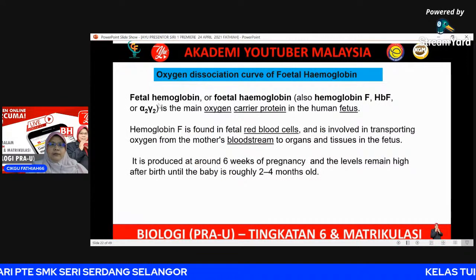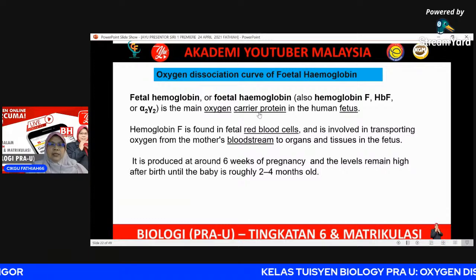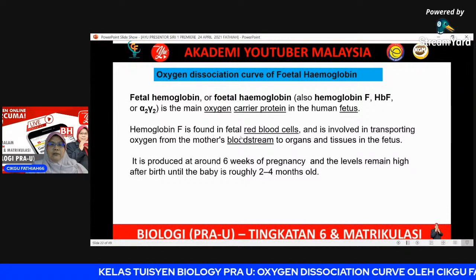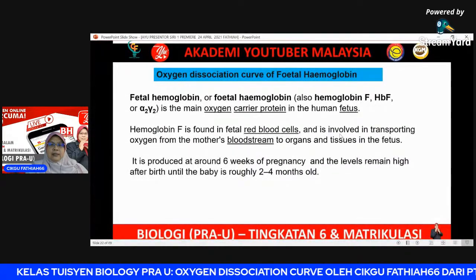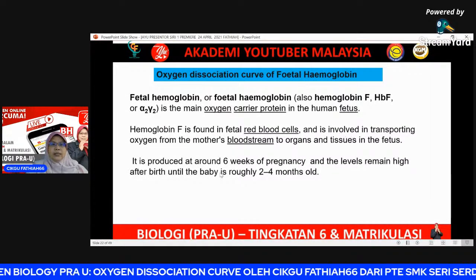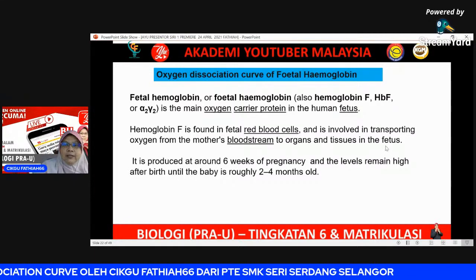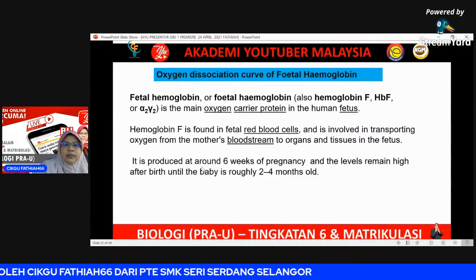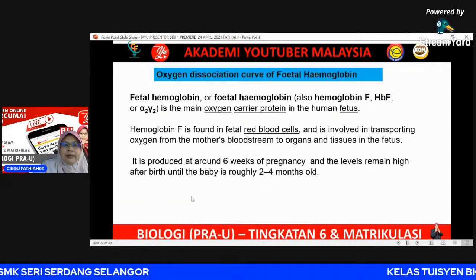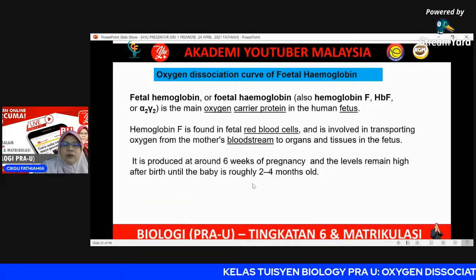Fetal hemoglobin is the main oxygen carrier protein in the human fetus. Fetal hemoglobin is found in the fetal red blood cell and it is involved in transporting oxygen from the mother's bloodstream to the organs and tissues in the fetus. It is produced at around 6 weeks of pregnancy and the level remains high after birth until the baby is roughly 2 to 4 months old.